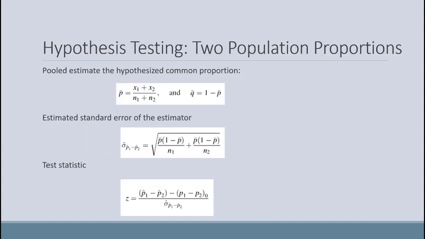When the null hypothesis to be tested is p1 minus p2 equals 0, we are hypothesizing that the two population proportions are equal. We use this as justification for combining the results of the two samples to come up with a pooled estimate of the hypothesized common proportion. After you have the pooled estimate of the hypothesized common proportion, you will need to calculate the standard error of the pooled common proportion. Once you have the standard error, you apply the third formula on this slide to calculate the test statistic.